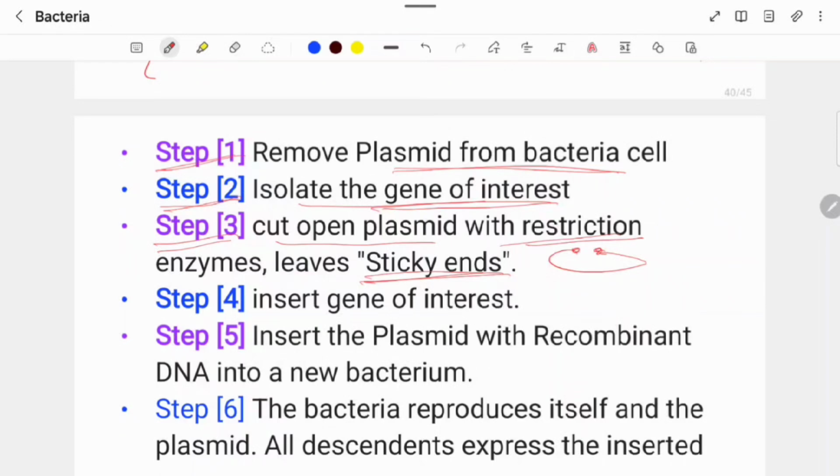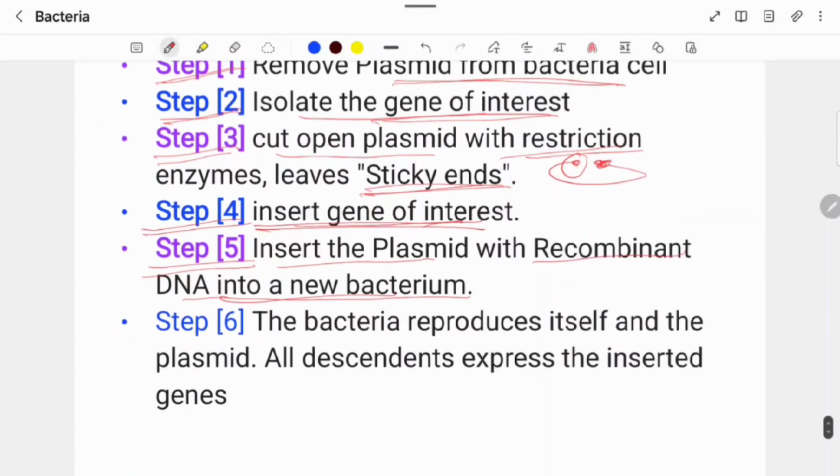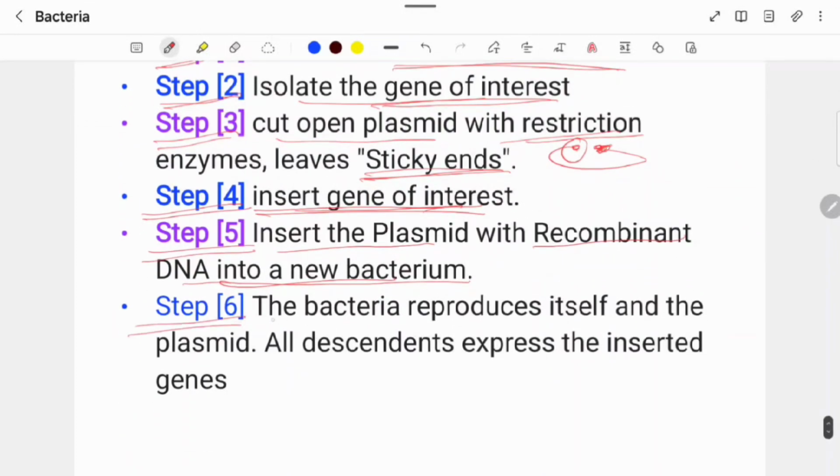This is sticky ends. Leave the sticky ends. Step number 4, insert gene of interest. Step number 5, insert the plasmid with recombinant DNA into a new bacterium. Step number 6, the bacteria reproduces itself, the plasmid and the plasmid, all descendants express the inserted genes.